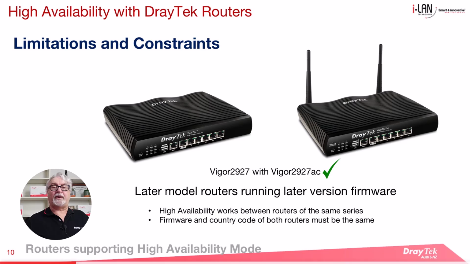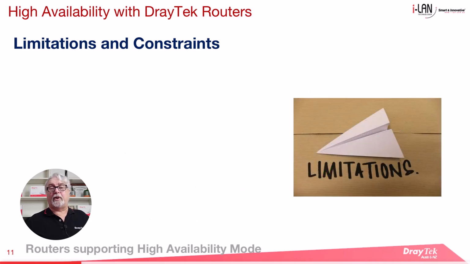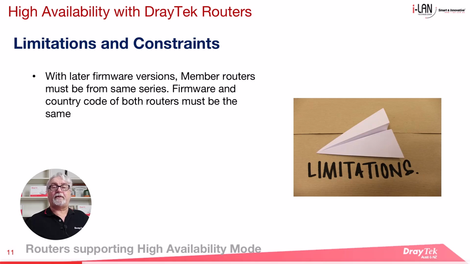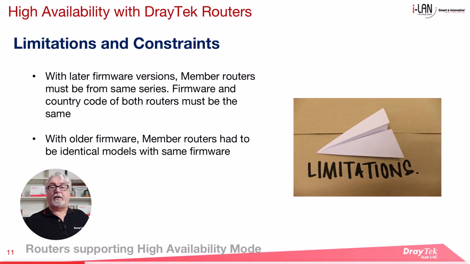However, with later model routers and firmware versions, high availability will work between routers of the same series, such as a VIGA 2927 and a VIGA 2927AC. They no longer have to be identical. The only requirement is that both routers must have the same firmware and country code. To summarise, if you have a current model DrayOS 4 router running the latest firmware, you can use different model routers within the same series as long as they have identical firmware versions and country code settings. With older routers running older firmware, the router models have to be identical.